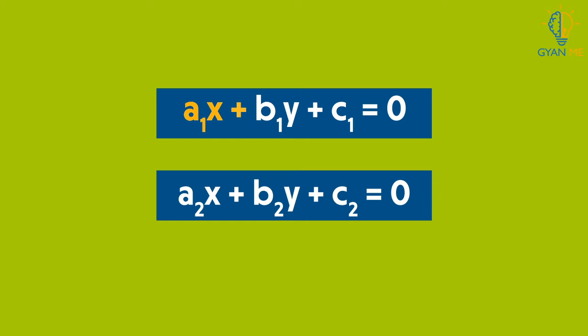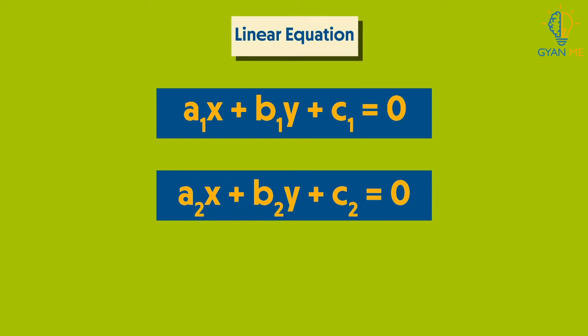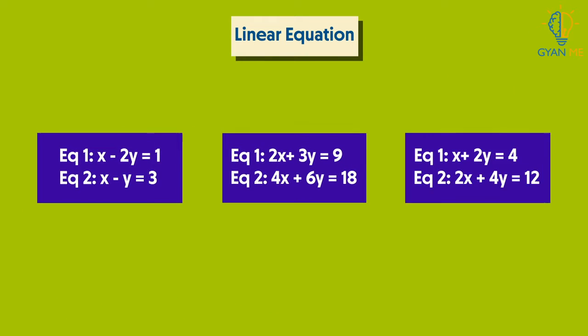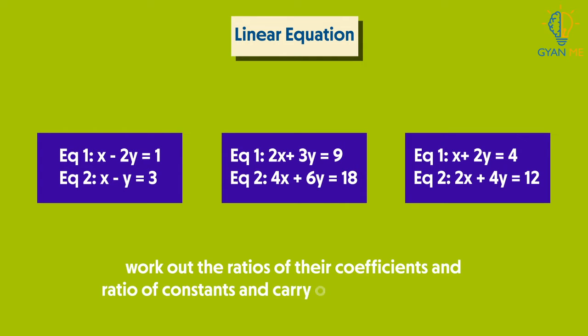a1x plus b1y plus c1 is equal to 0. a2x plus b2y plus c2 is equal to 0. These are the standard form of linear equations. Here a1, a2, b1, b2 are coefficients of x and y respectively in both equations, and c1 and c2 are constants. Now let us take three different pairs of linear equations and work out the ratios of their coefficients and ratio of constants and carry out a comparative study.